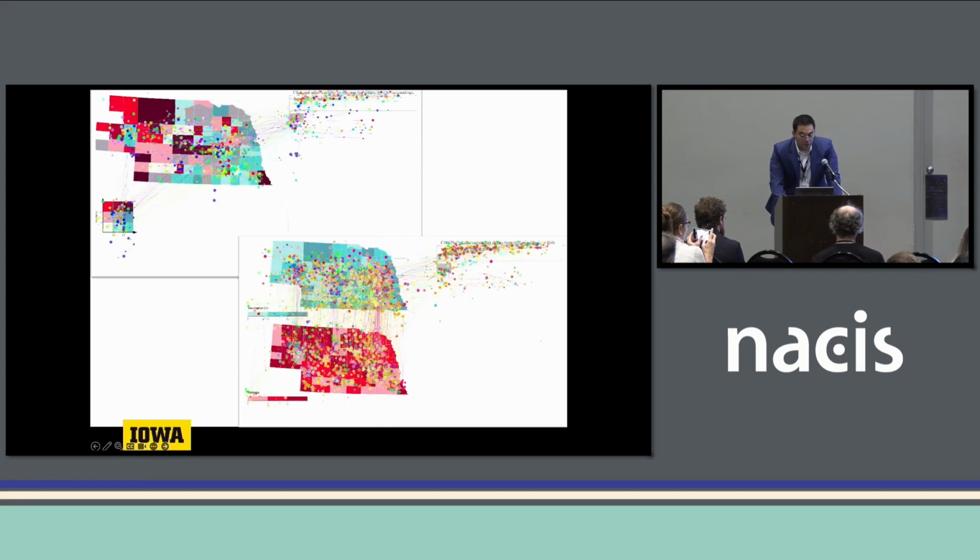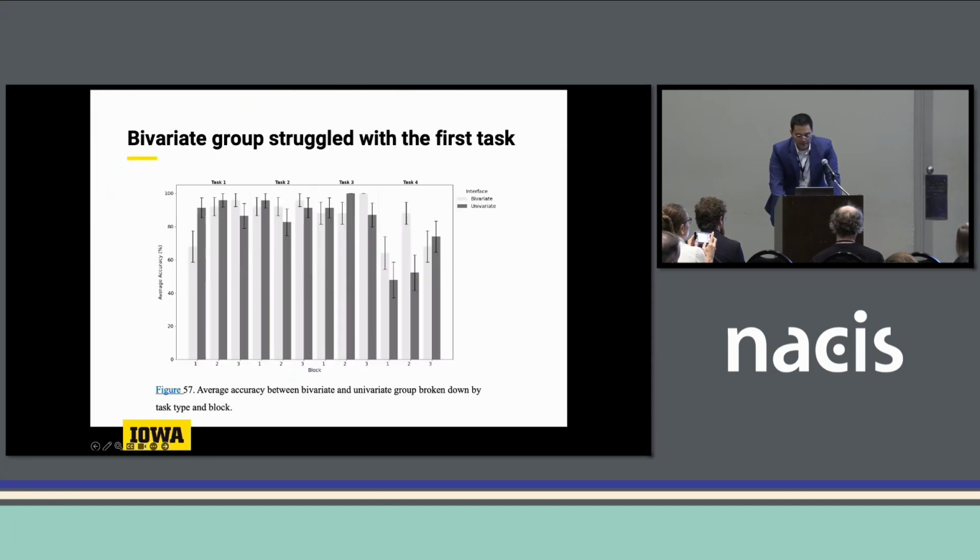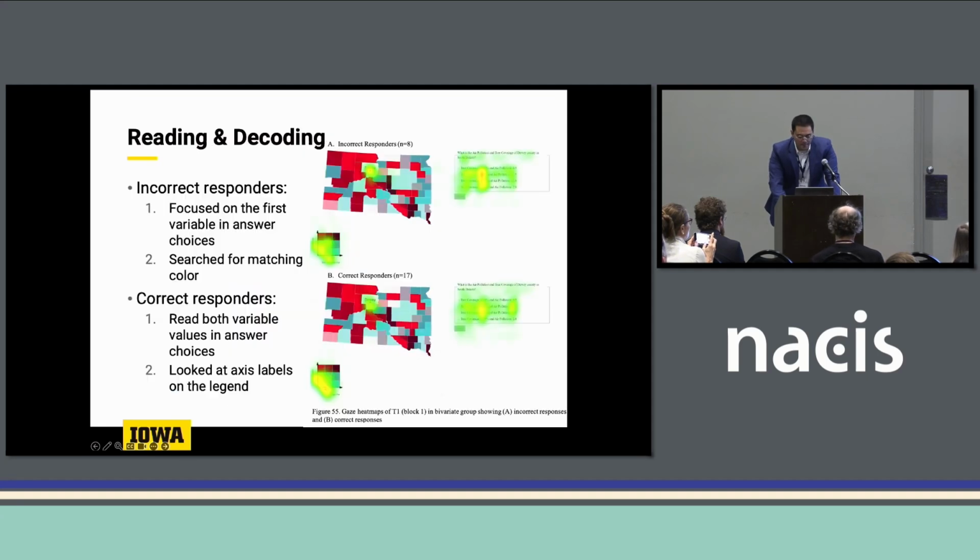We see this pattern more distinctly in scan path plots, with frequent back and forth movements between the univariate maps, whereas the bivariate maps required less overall transitions. I included this graph to highlight the low performance of the first trial of the first task in the bivariate group. Let's look at why.